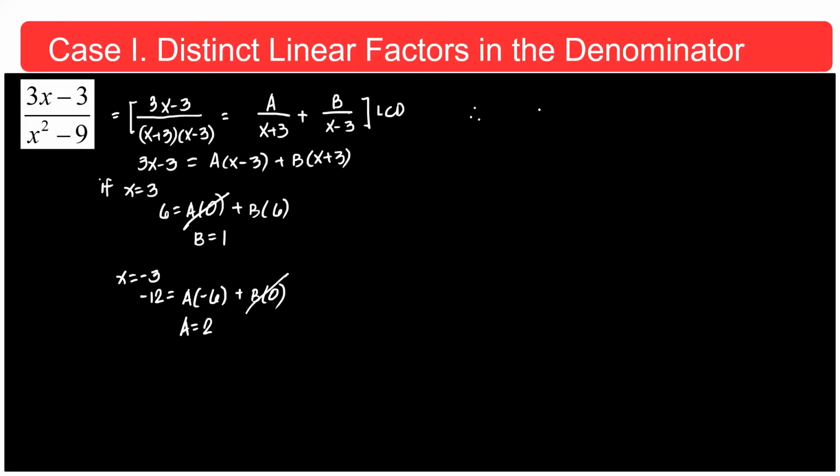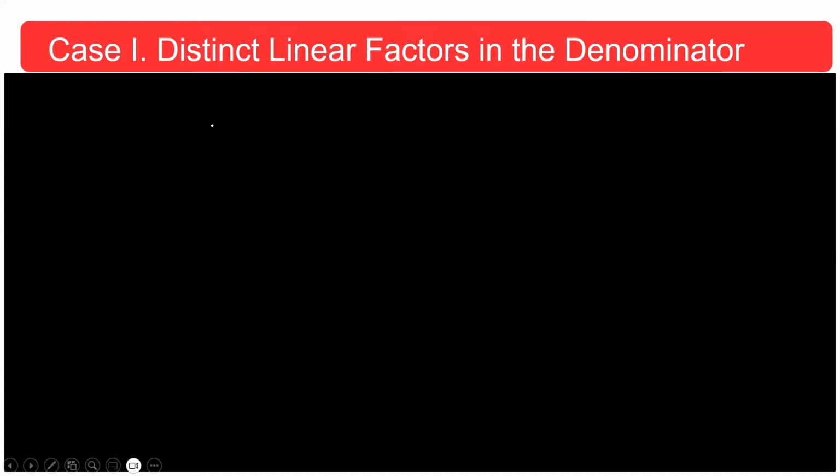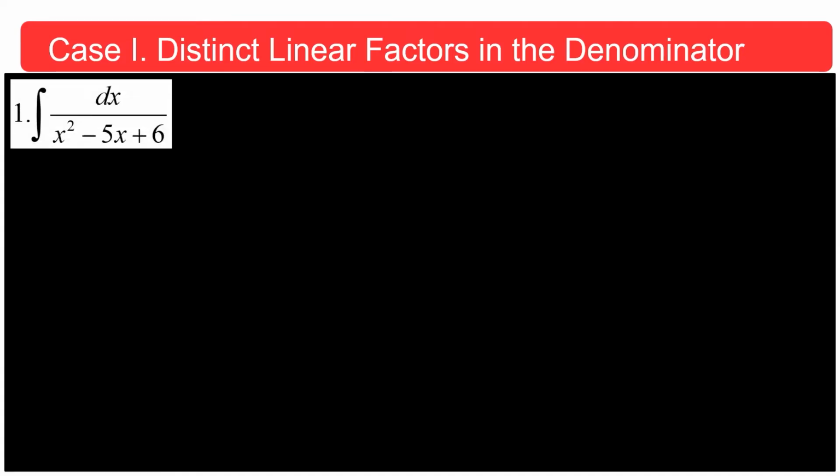Therefore, I can say that A is 2 over x plus 3. The other one is 1, so plus 1 over x minus 3. So this is the decomposition of your fraction. You're not asked to integrate that, so we're okay. Now, we're being asked to integrate it. Okay, so let's try.